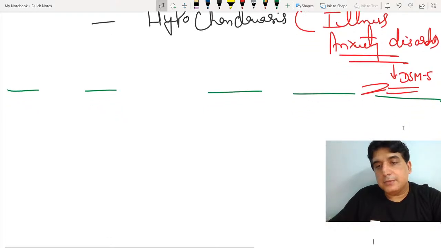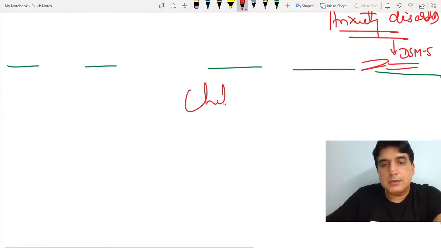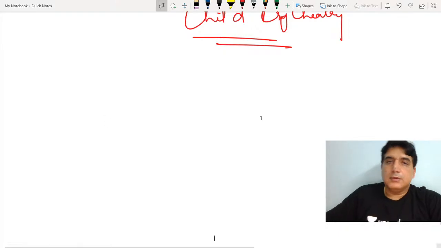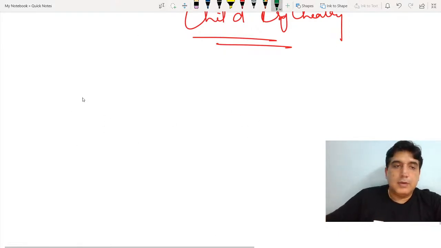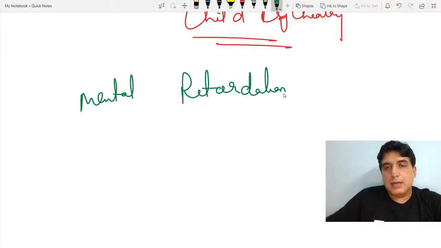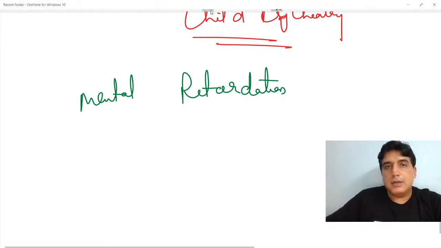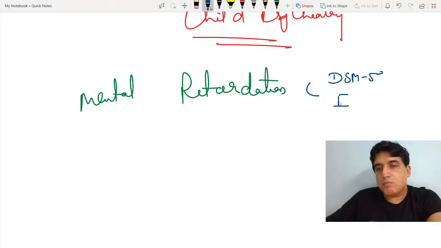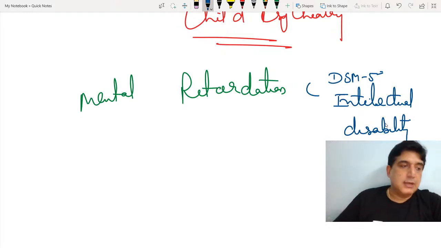In child psychiatry, before we were calling it mental retardation, now we call it intellectual disability. In DSM-5 we call it intellectual disability. Okay, intellectual disability.